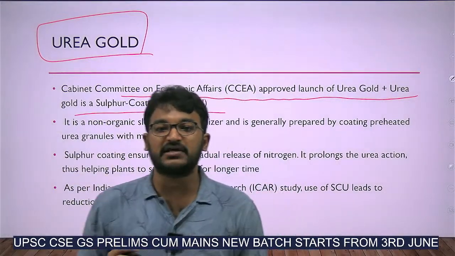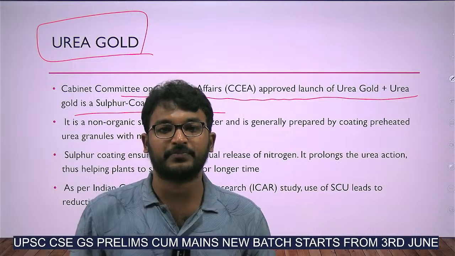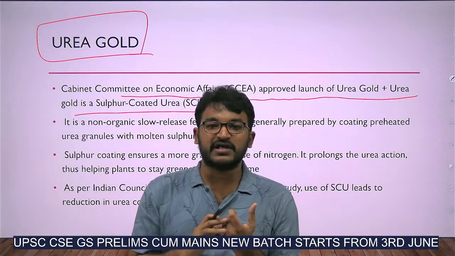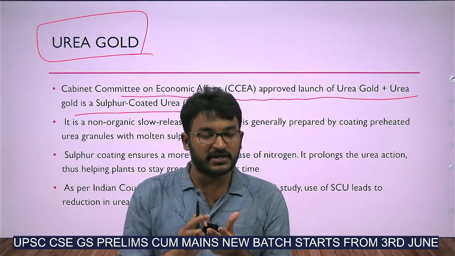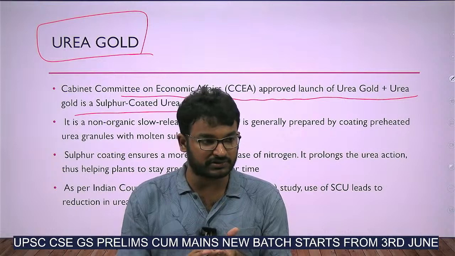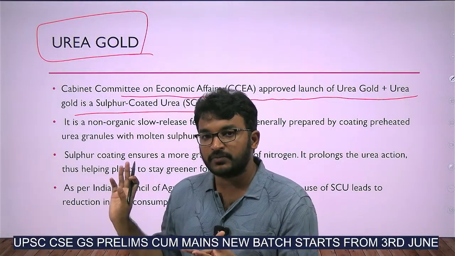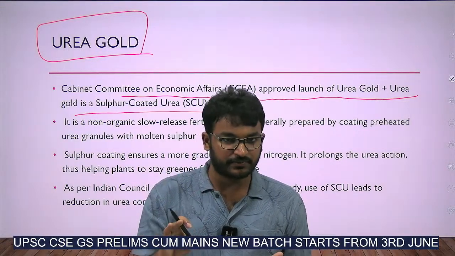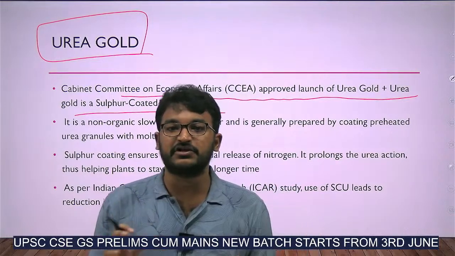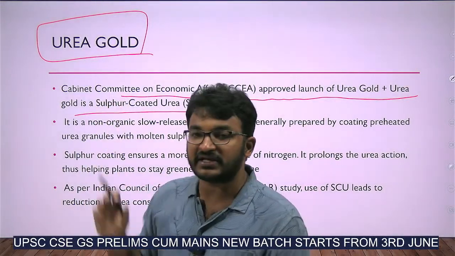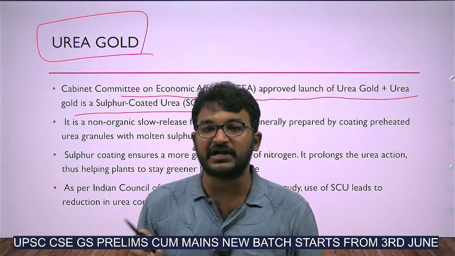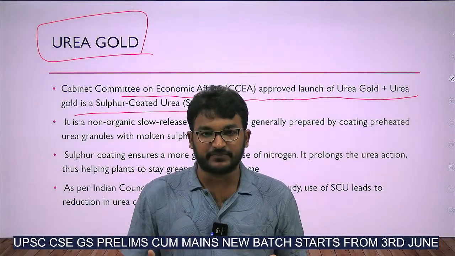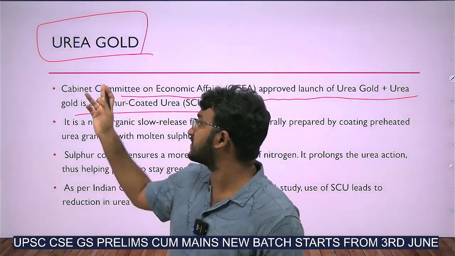But why is there a need for coating of sulfur on urea? Firstly, in Indian soils there is a lack of sulfur. Sulfur is needed for proper plant growth. And one more thing, for normal urea, nitrogen use efficiency is relatively lesser. So once we add this sulfur and make it urea gold, as per reports, nitrogen use efficiency will be increased, and also the yield of the plant will be increasing. That's why we discovered this urea gold.